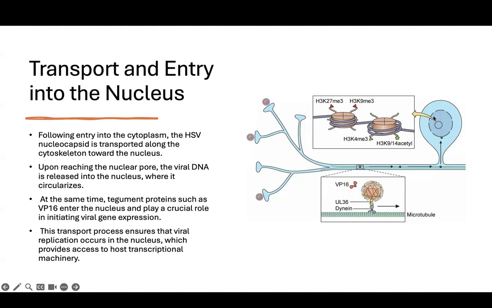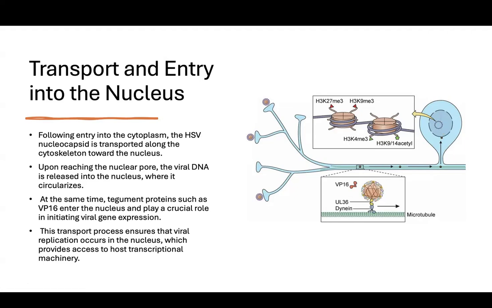When it's very close to the nucleus, as you can see here, the virus destroys its capsid and releases its viral DNA genome, which goes inside the nucleus. And there, it can finally do its job. But not just the DNA is put in: a lot of tegument proteins, specifically VP16, are literally thrown into the nucleus.